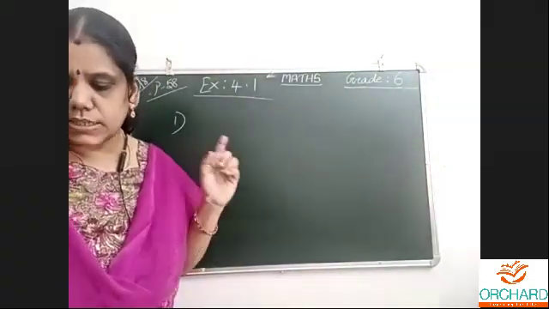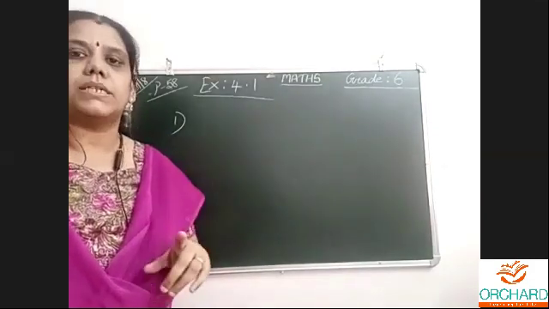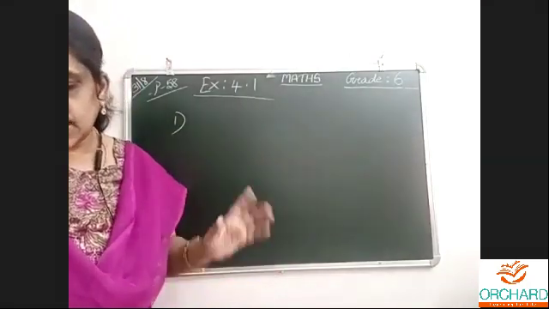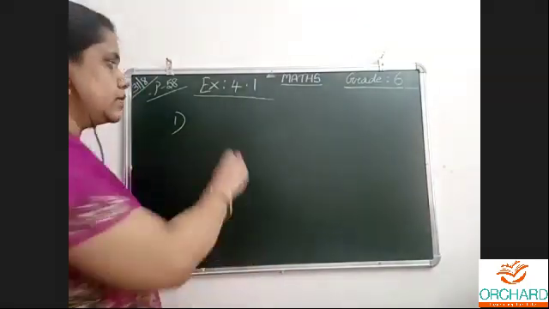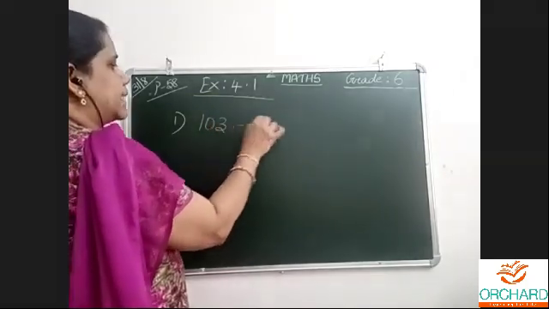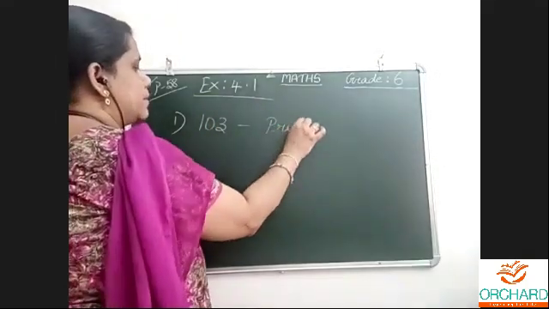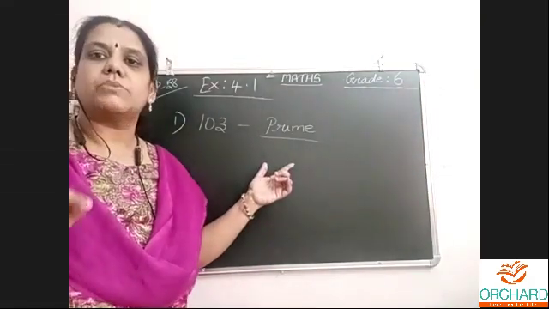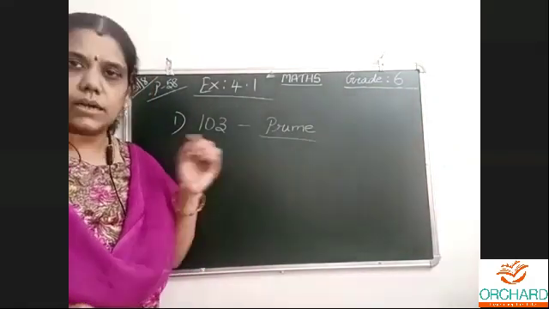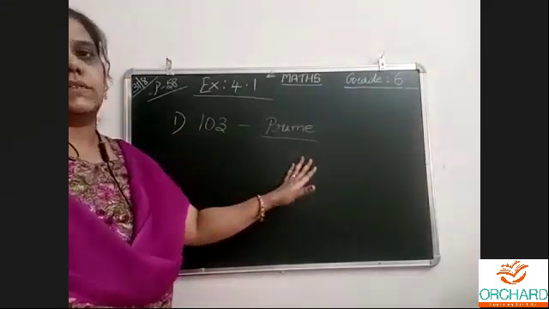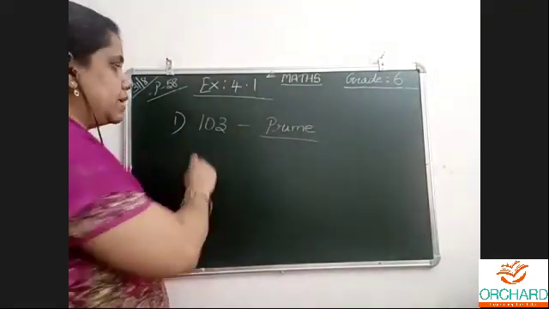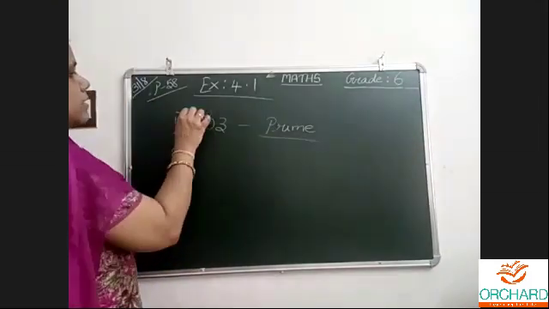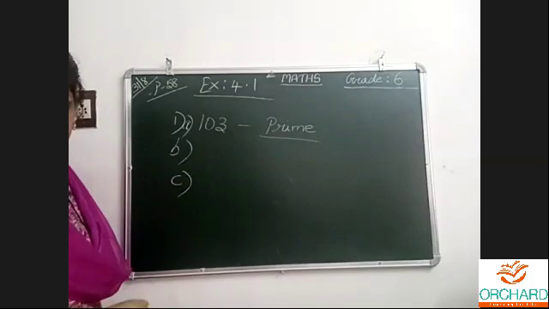Determine whether the following numbers are prime numbers. We just have to say prime or composite. 103 will not come in any table at all. It is a prime number. Just write this in your textbook with your pencil, near the number. It is just a concept-oriented question. This is A, this is B, this is C.